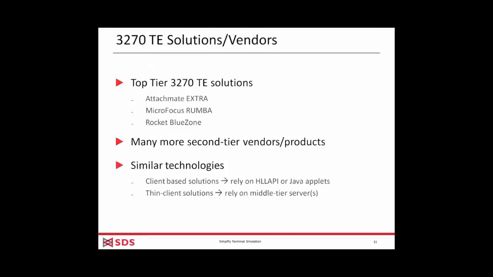The 3270 emulation market has long been dominated by a few top-tier vendors: Attachmate with Extra, Micro Focus with Rumba, and more recently Rocket with BlueZone. There are too many additional 3270 emulation vendors and products to name here, but they all rely on fairly similar technology. They all rely on client or server-based architecture. They all rely on HLLAPI or Java applets.